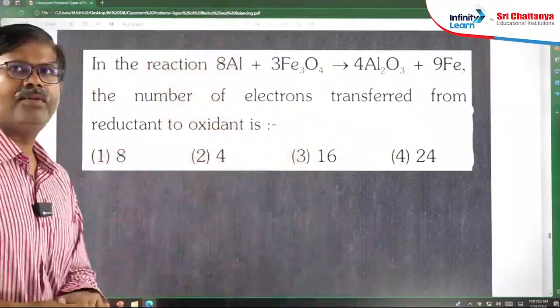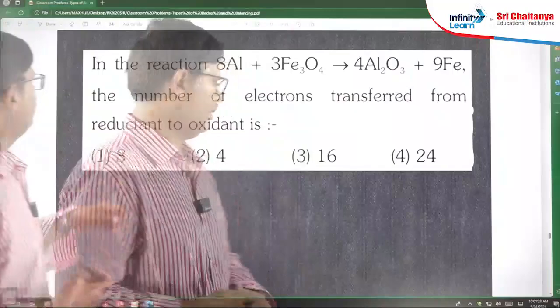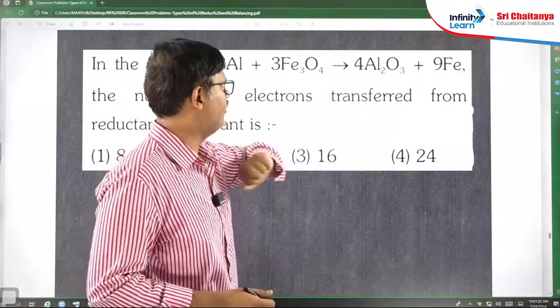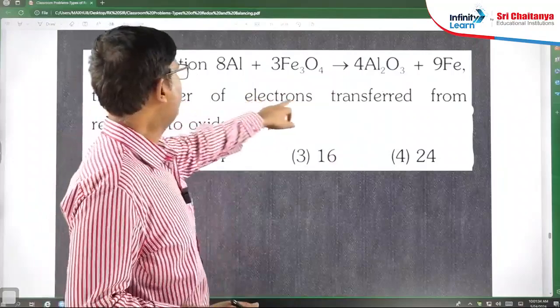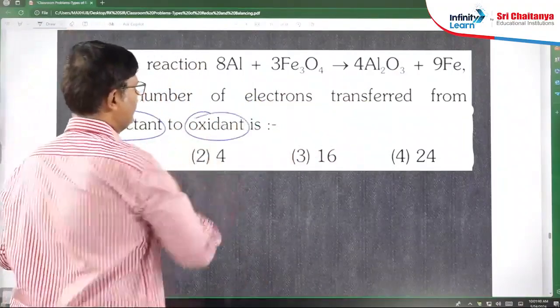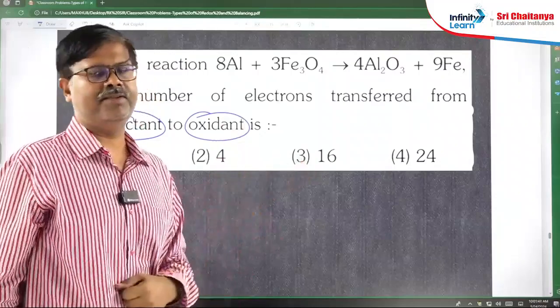Let's see a few more examples and then we will go to the next topic. In the reaction 8Al + 3Fe3O4 gives 4Al2O3 and 9Fe, the number of electrons transferred from the reductant to the oxidant is, how many electrons are transferred?